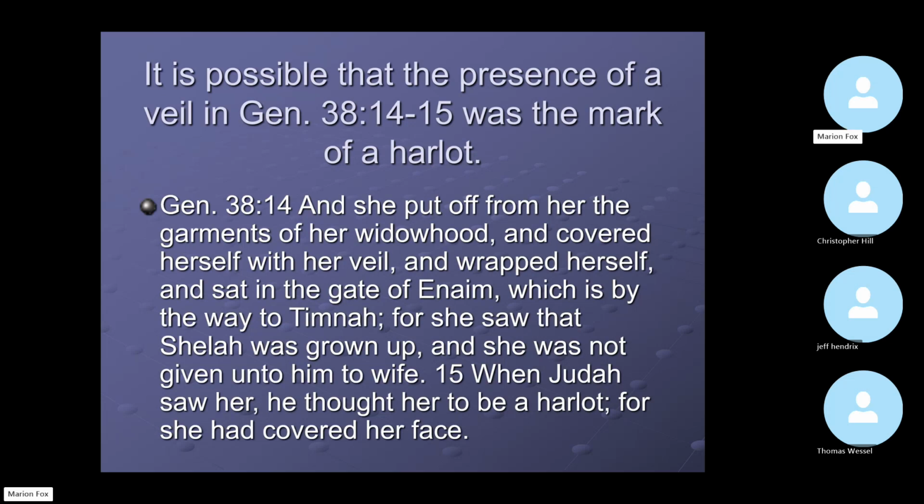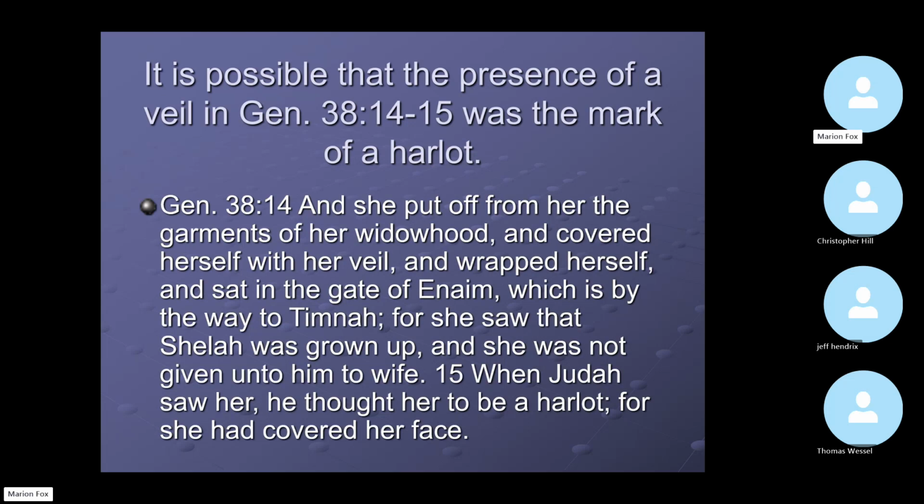When Judah saw her, because she had a veil on, in this case, her face was covered, he thought her to be a harlot, for she had covered her face. Now, this word for here might be that harlots covered their faces. It's possible. It might be that he thought she was a harlot for where she was sitting, and he couldn't see her face and didn't know who she was. So there's two possibilities with this word for, and I don't know which one is correct. I'm not going to be dogmatic about that.